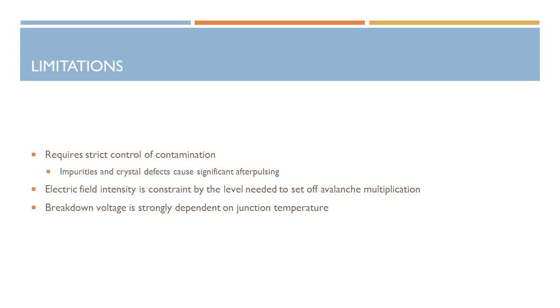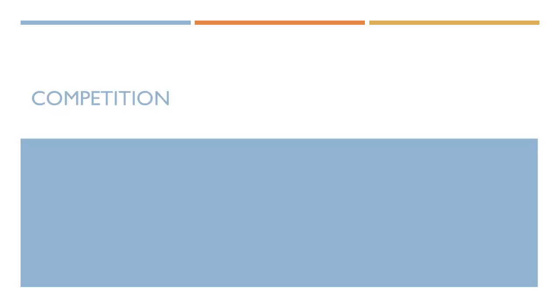Another limitation is that the electric field intensity is constrained by the level needed to set off the avalanche multiplication to reduce additional noise. The breakdown voltage is strongly dependent on the temperature of the junction. Under constant bias, excess voltage will begin to decrease with rising temperature, leading to the degradation of the device's performance. With a good sense of what a single photon avalanche diode is, let's compare it to its competition.